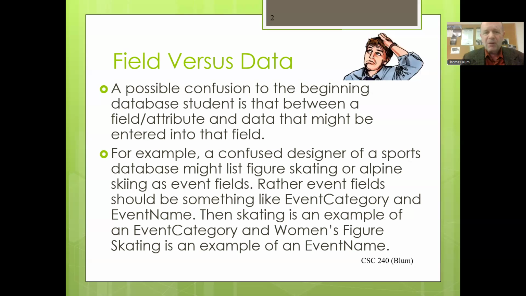But one of the initial problems is the difference between the field, the attribute, and then the data that goes into it. So, like in the case of an art museum database, you might be confusing Mona Lisa with title. The field, the abstract thing, is the title, that a work of art might have or has a title.